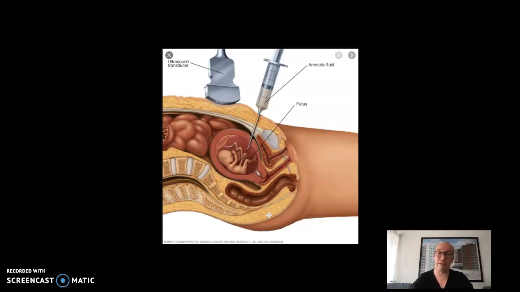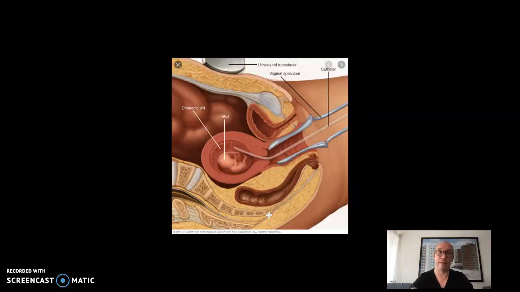Sometimes, however, they need to do some more research. This research is called chorionic sampling. And chorionic sampling means that they take a sample of the placenta. Sometimes that's needed to have a little of the tissue over there. And the way they do it, you see it here. They go in with a catheter and take a little of the chorionic villi out to do some research on.